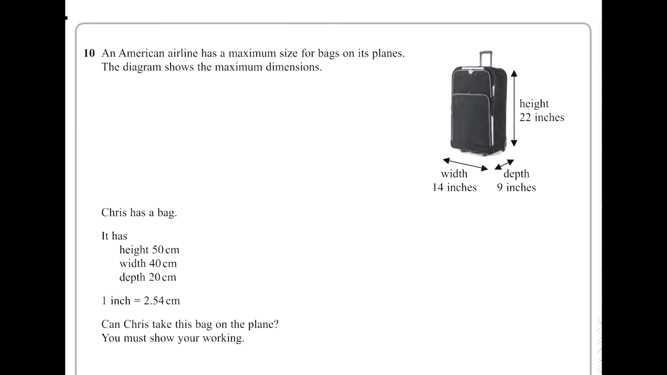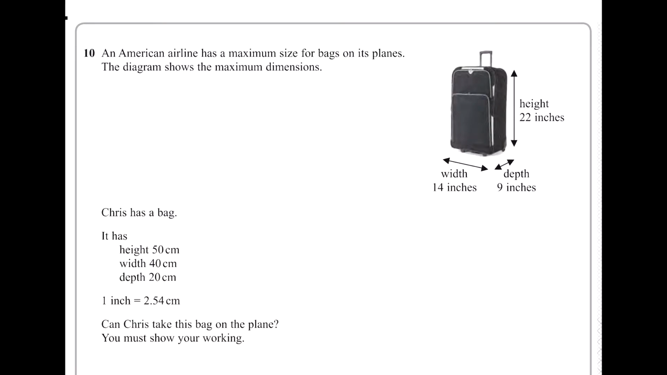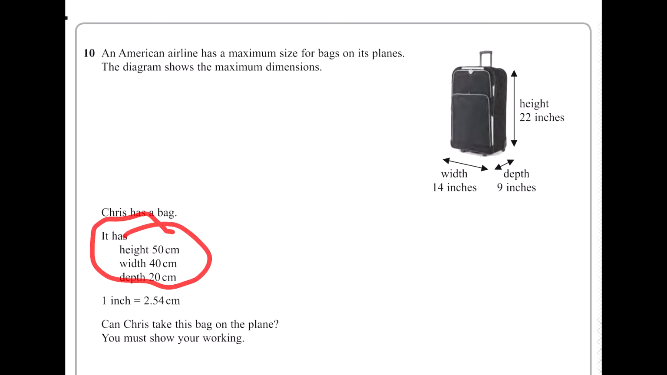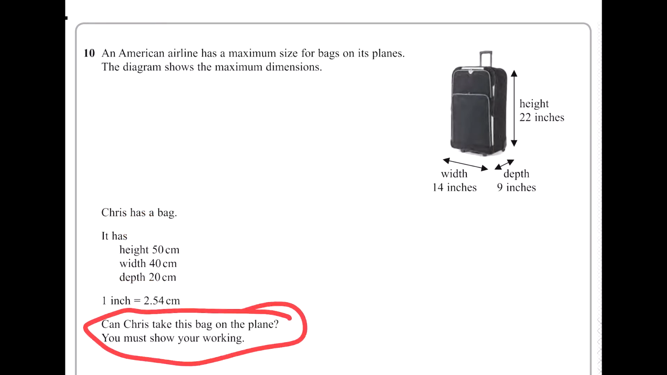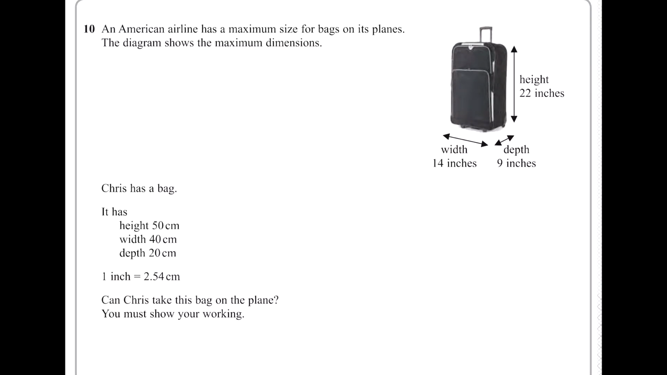Okay, so the next one says an American Airlines has a maximum size for the bags that you can take on the plane. The dimensions for this maximum size is given in this diagram. It then says Chris has a bag with these dimensions. Can he take his bag on the plane? Well, notice the units are different, so we need to make the units the same somehow. So what I will do is convert all of these dimensions to centimeters and then compare.